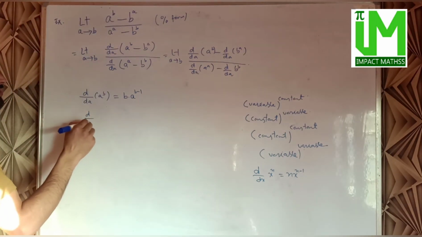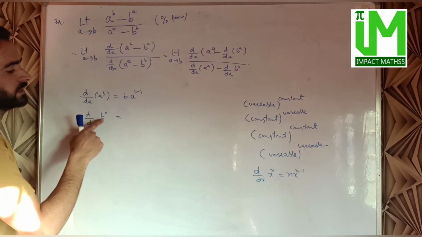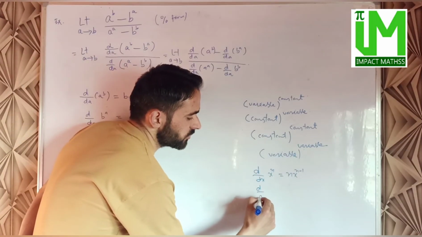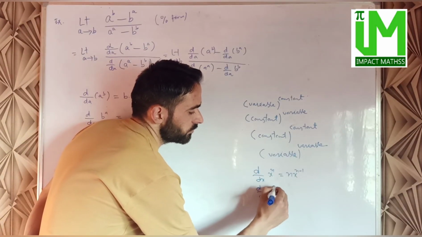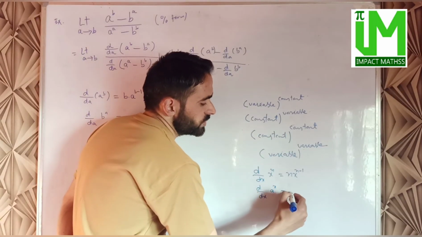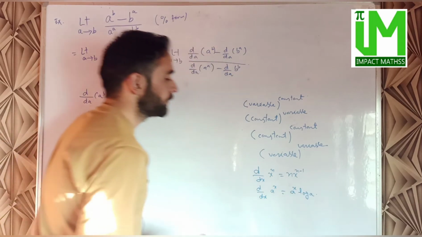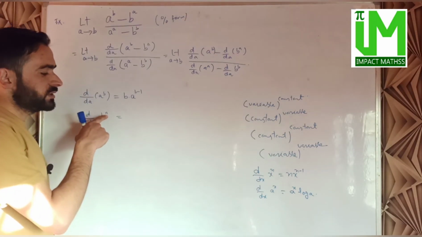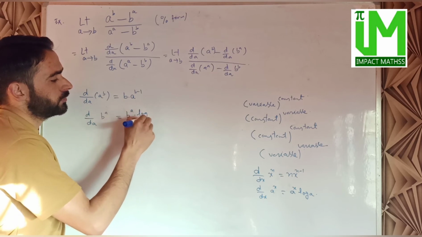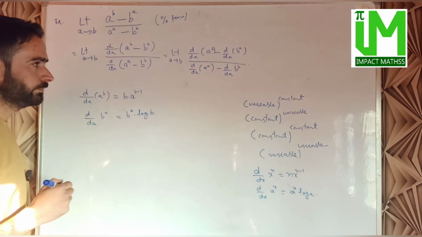Again, d by da of b to the power a: since b is constant and a is variable, we know d by dx of a to the power x, where a is a constant base and x is variable, its differentiation is a to the power x log of base, which is log a. Since b is base and a is variable here, it will be b to the power a into log of base, and b is base here, so it will be log of b.